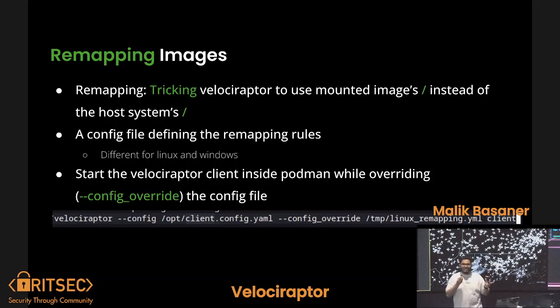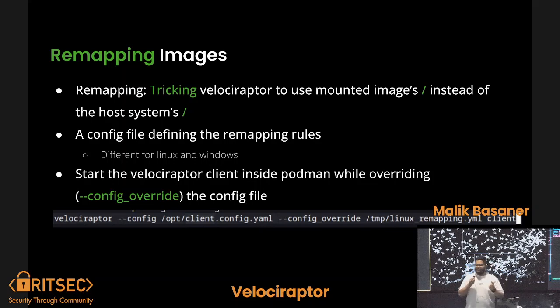So remapping is actually tricking the podman container into thinking that the mounted drive or the mounted disk is actually your disk. So when I ask you to give me some information, go to that mounted drive and give me that information back. Don't give me it from your local system. That is what remapping means. A config file defines the remapping rules, and that can be different for Linux and Windows, depending on your system. We're going to show both examples in a minute.